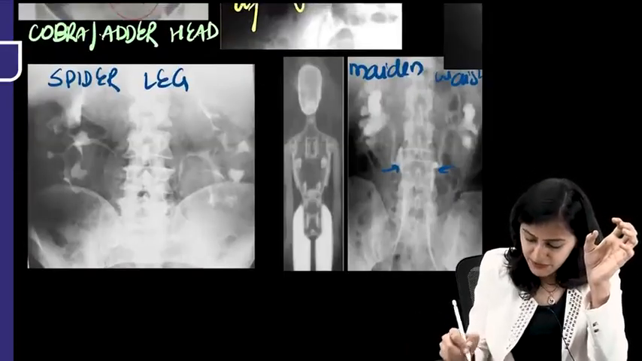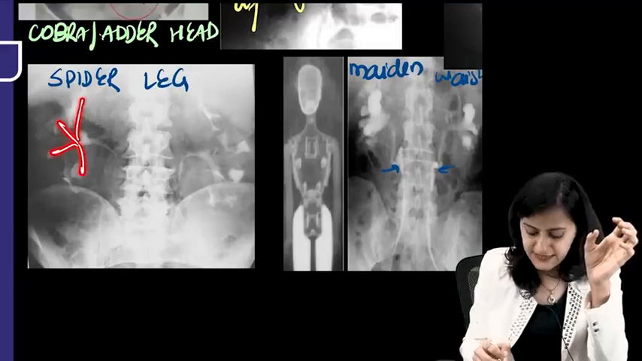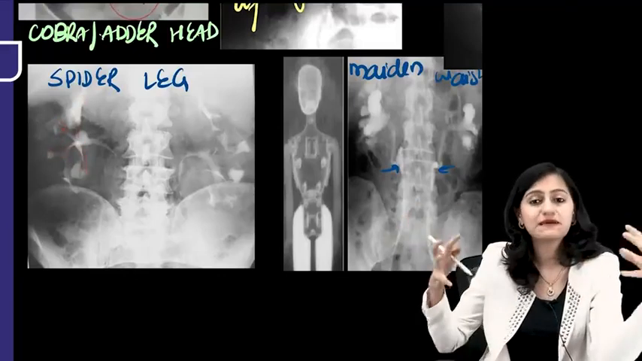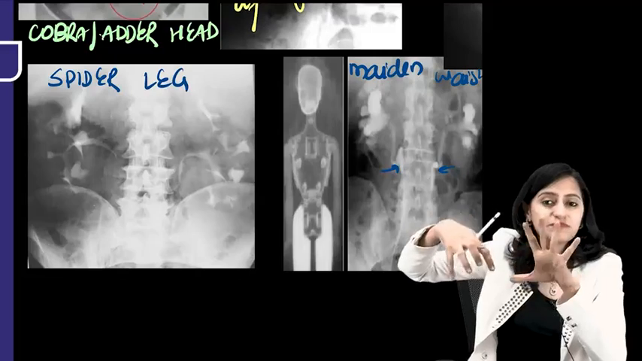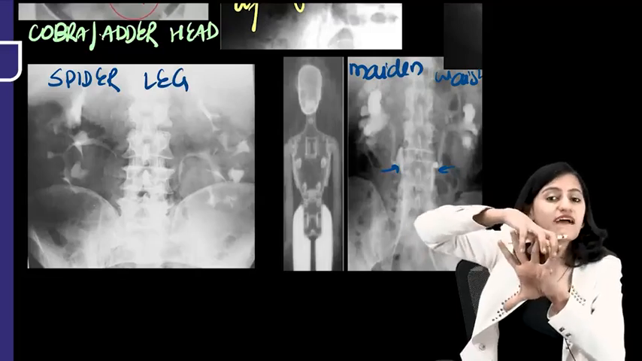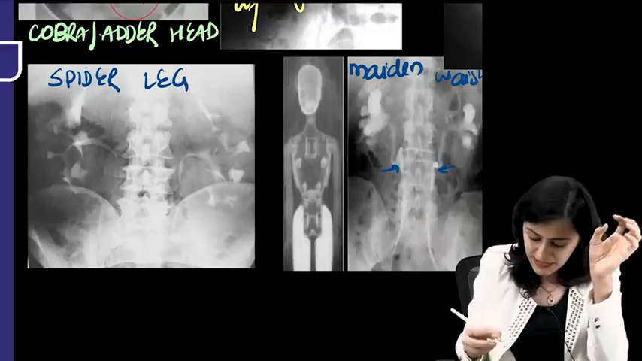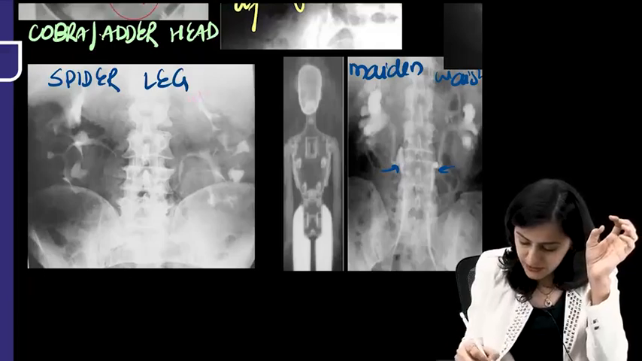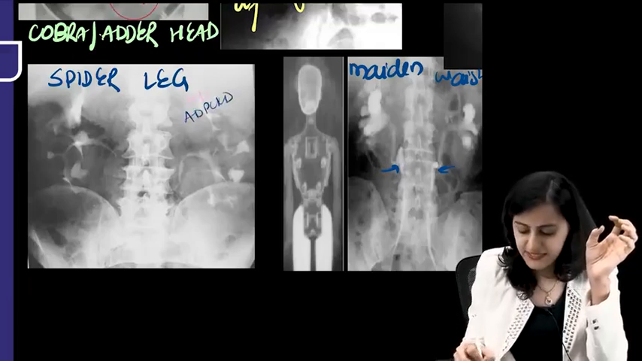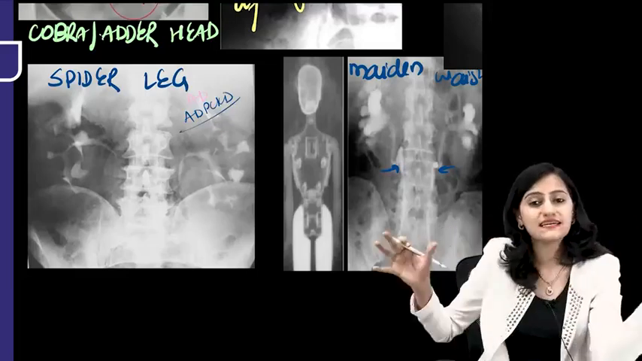Spider leg appearance, what are we seeing here? Look at the calyces, how they are splayed, they are separated because of the cysts in between. So in between the calyces, we have the multiple cysts causing the spider leg appearance, autosomal dominant polycystic kidney disease, right? Because of the multiple cysts, the calyces get spread.